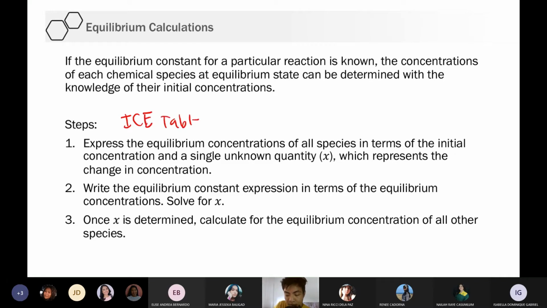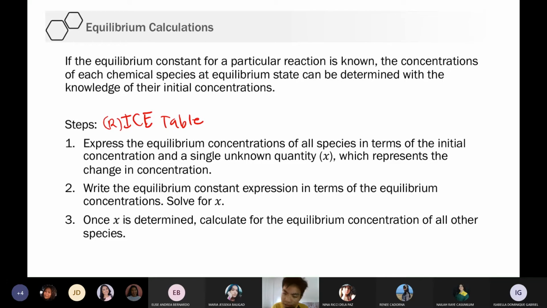So the ICE table will help us track the changes in the amounts of the reactants and the products in the chemical reaction as they achieve equilibrium. Sometimes, in other literature or with other professors, they call it the RICE table. Although for me, I would just call it the ICE table. Okay. So how do we solve for the equilibrium amounts of our chemical species?